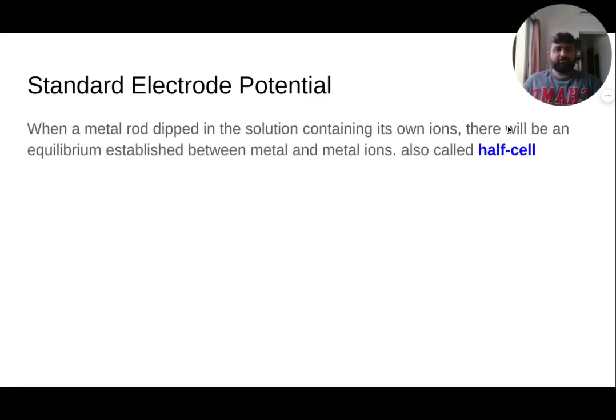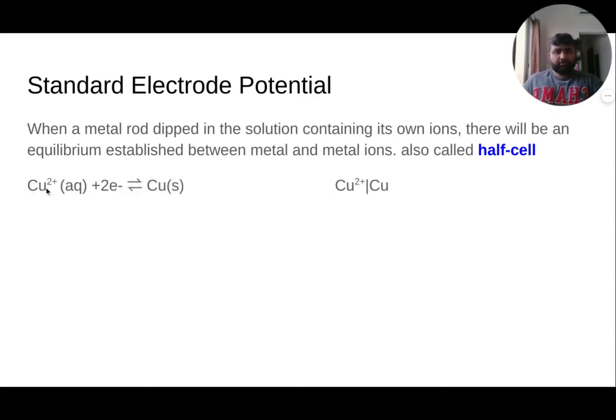Standard electrode potential. Now that's an advanced level topic. Whenever you dip a metal in its own solution, like I have a copper rod and I dipped it in its copper sulfate solution, I have a silver rod dipped in its silver nitrate solution, I have a gold rod and I have put it in a gold nitrate solution, a zinc rod in zinc solution, that combination is called a half cell. So you need to know this term from now on: half cell. When a metal rod is dipped in a solution, there will always be an equilibrium between the ion and the metal itself.